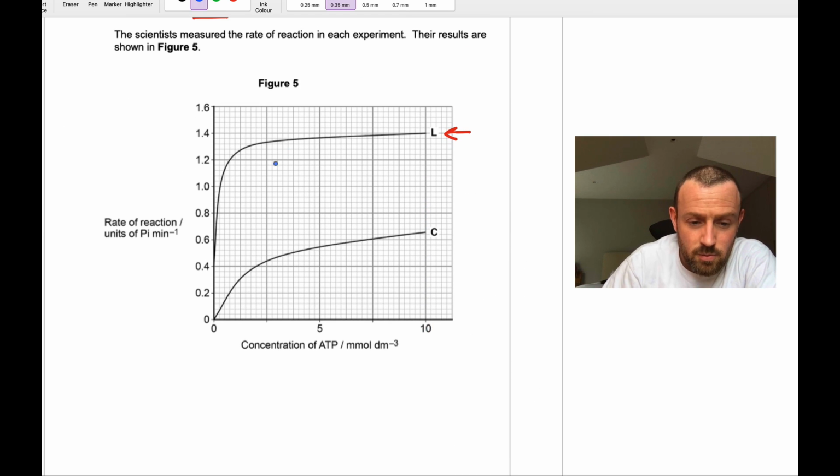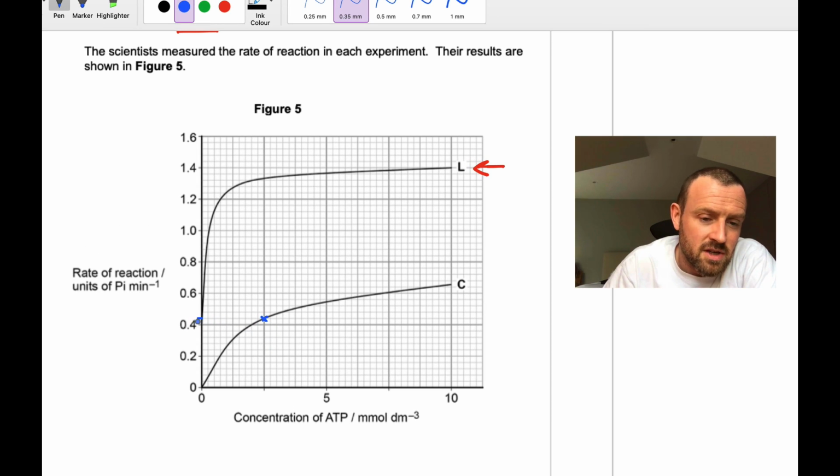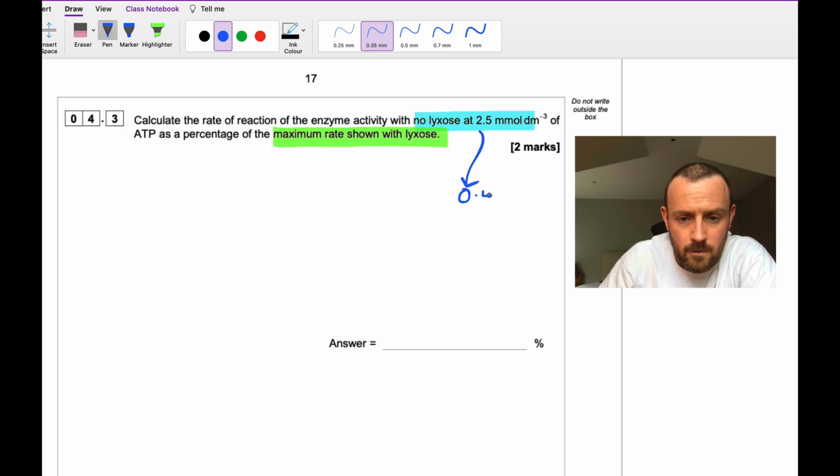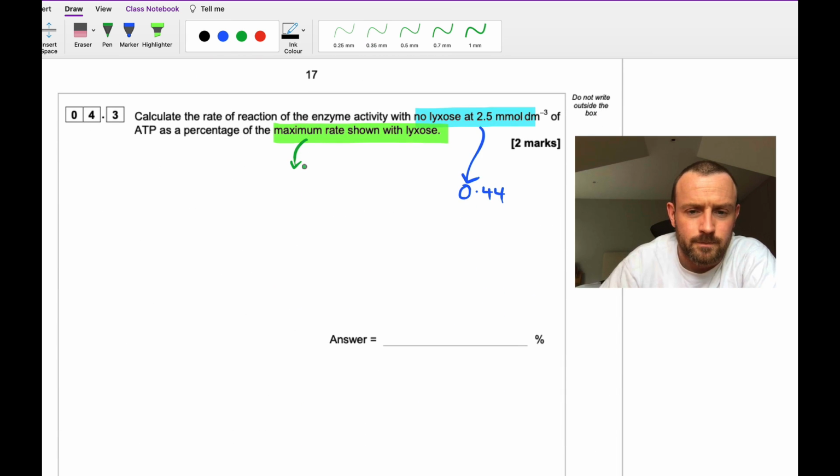Right, no lixose at 2.5 moles. This is 2.5 moles, so we're looking for this point right here. And then, there's a further complication because you might misread this. You might misread it as 4.1, but actually that's 4.2, 0.4, 0.6, 0.8. Actually, hang on a minute. No, that's 4.4. Good thing I checked. That is 0.44 because each of these increments, 1, 2, 3, 4, 5, is worth 0.4. So that's 0.44. And then the maximum rate is at 1.4. There, that's the maximum rate. So that's 0.44, and this is, did I say 1.4? Yes, I did, 1.4.